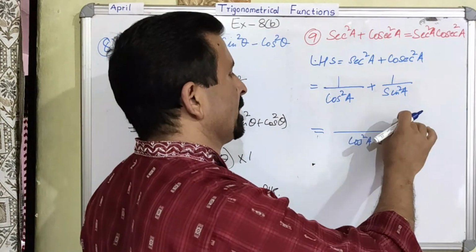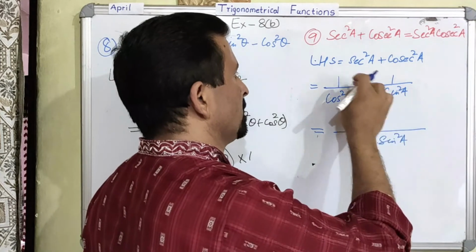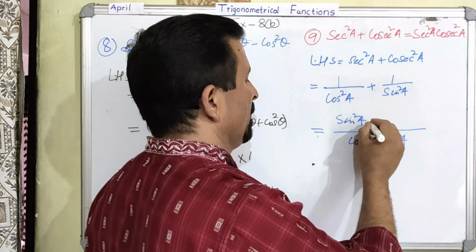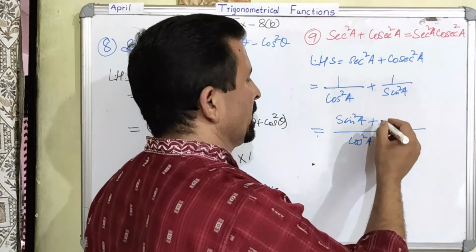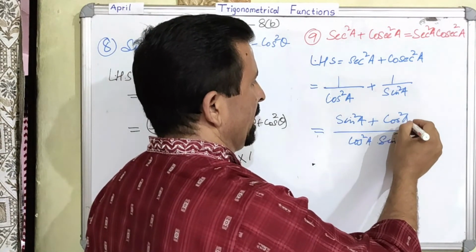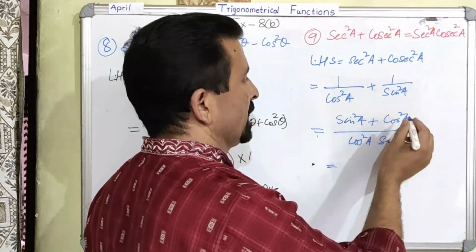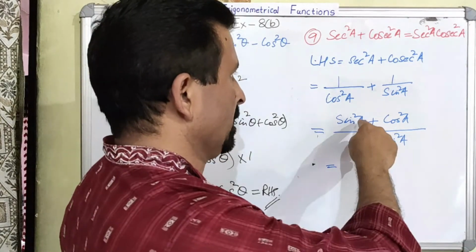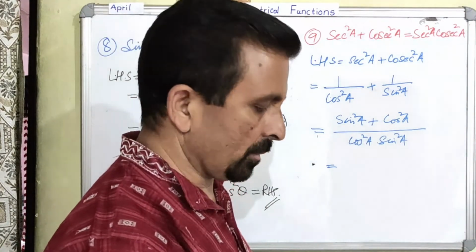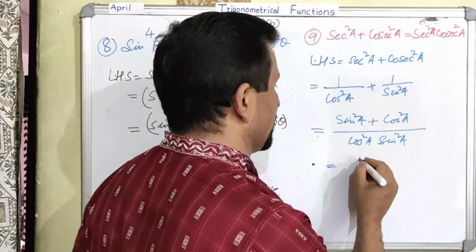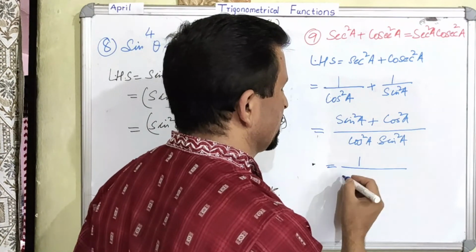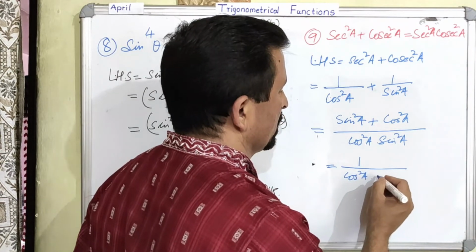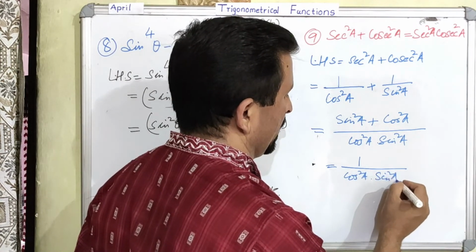In that case, the numerator can be obtained by the cross multiplication. So, sin square A into 1 is sin square A plus cos square A into 1 is cos square A. Now, I got a very good result. In the numerator, I got sin square A plus cos square A. For the same angle, the sum of these two will always be equal to 1. And therefore, the numerator becomes 1. And in the denominator, we have cos square A into sin square A.